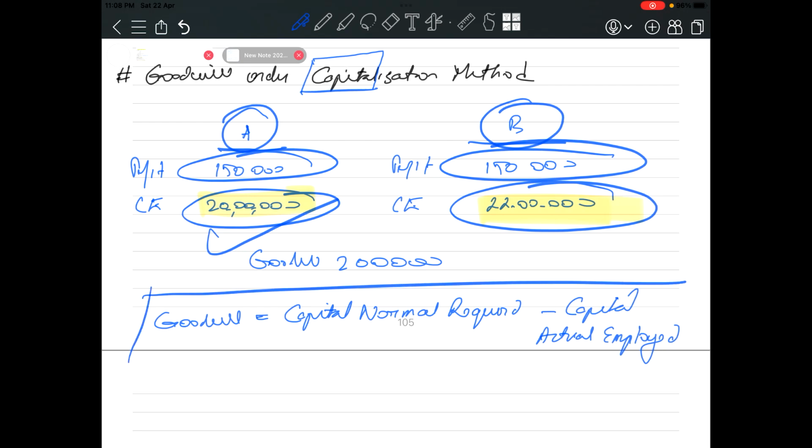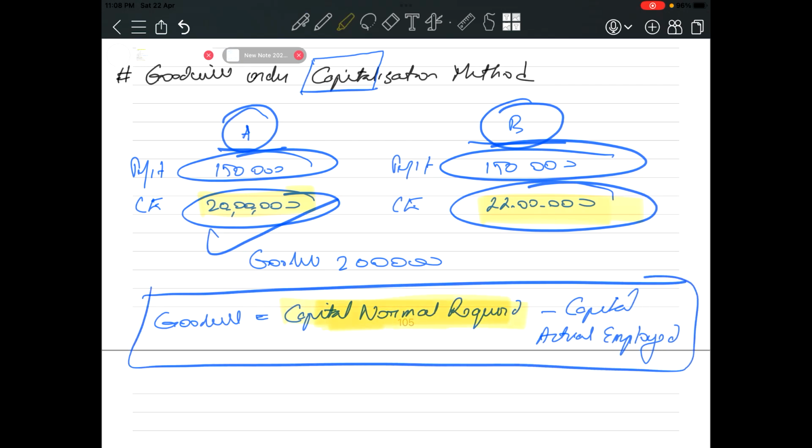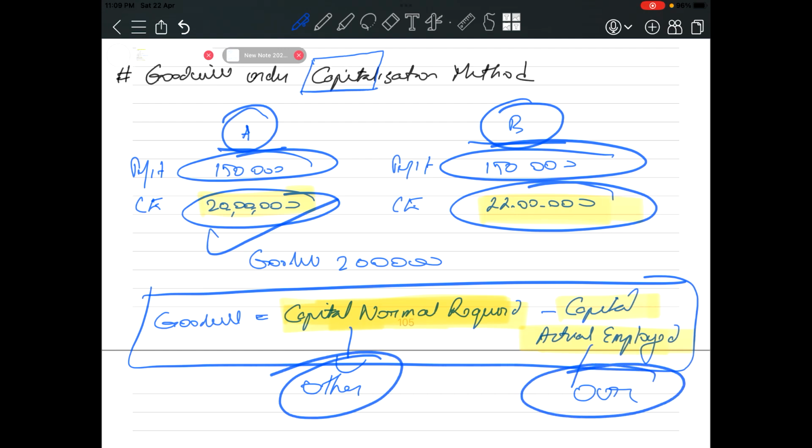Okay, this is the formula under the capitalization method. Normally required means people in the industry, how much did they normally require, and capital actually employed will represent our capital. This will represent our capital, this will represent others' capital, the other players in the industry. So I hope this is clear to you.